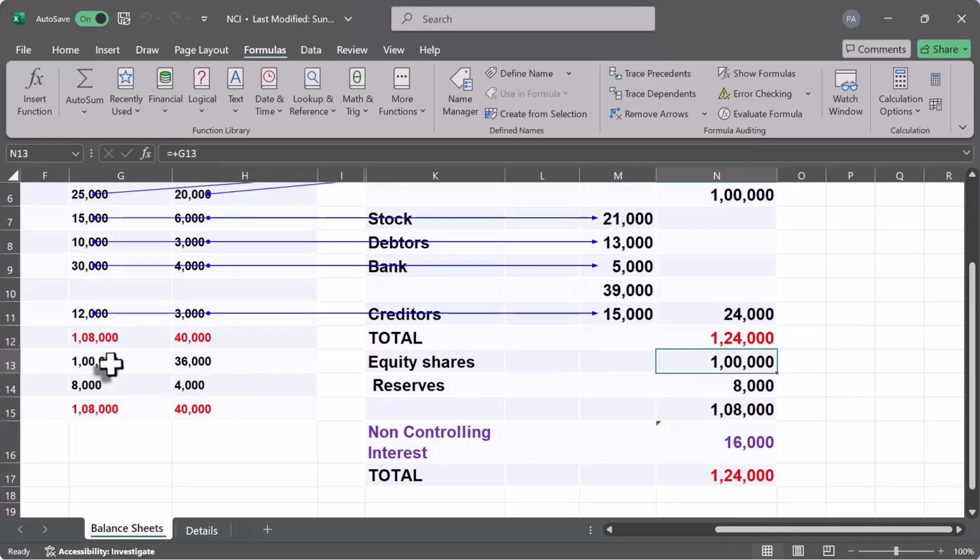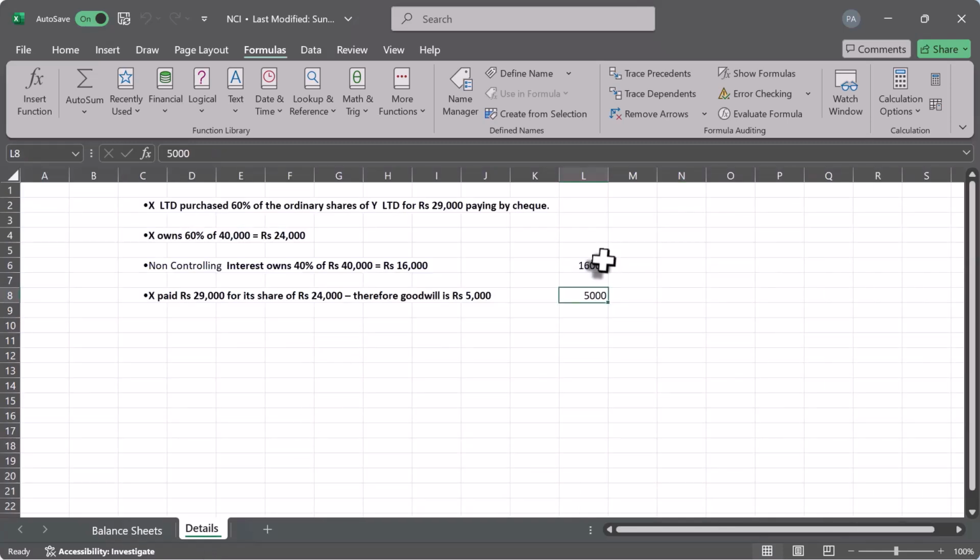So nothing of Y will come here, only X's 1 lakh will come. Similarly, the reserves of X will come, Y's will not come. Okay. And how will it get balanced? Because there will be a non-controlling interest of 16,000, or the minority share, which is 40% of 40,000. So if we do that, we will find the balance sheet is again matched.